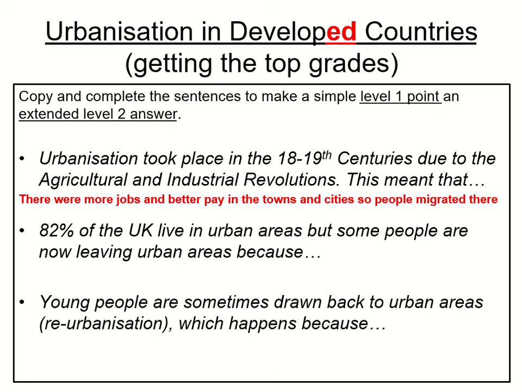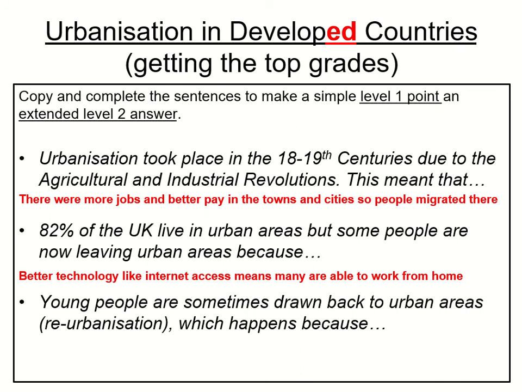82% of the UK live in urban areas, but some people are now leaving urban areas because better technology like internet access means people can work from home. And actually this has been really useful under the COVID restrictions, as a lot of people have found that they can even carry on doing their jobs from home. Young people are sometimes drawn back to urban areas, which is called re-urbanisation, which happens because there is more entertainment that attracts them, including clubs and bars.